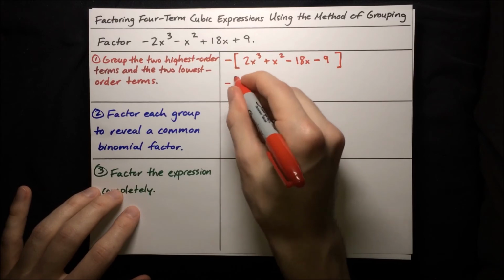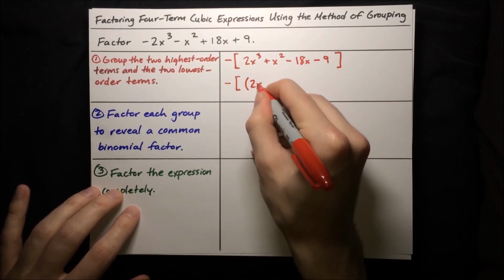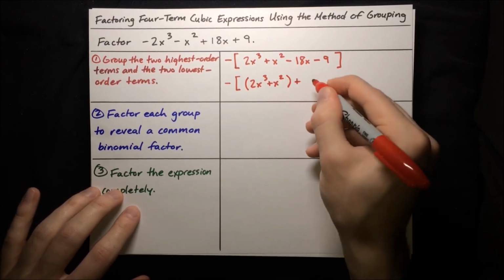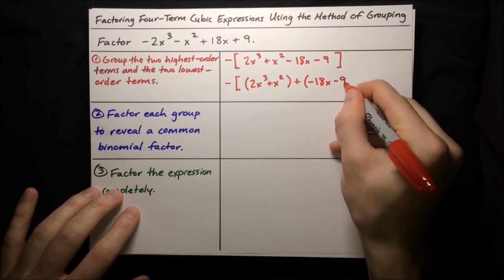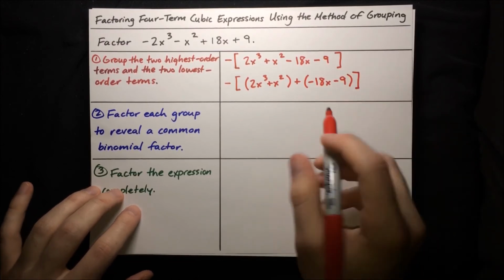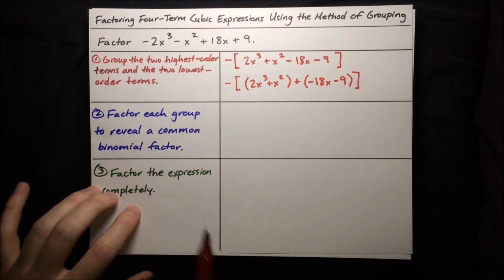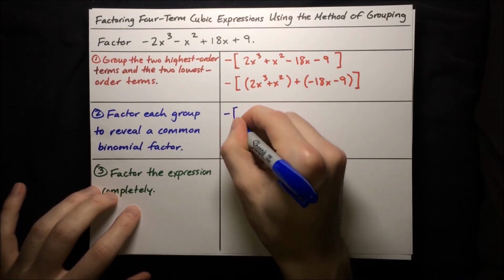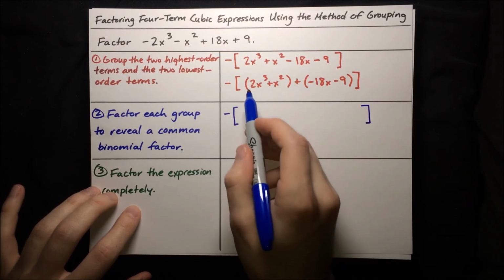So let's write that. Group the x cubed and the x squared. So 2x cubed plus x squared, and then plus negative 18x minus 9. Okay, so now we want to factor each group to reveal a common binomial factor. So let's write this down. So negative of, in brackets, this whole thing, and let's look at this first group here.